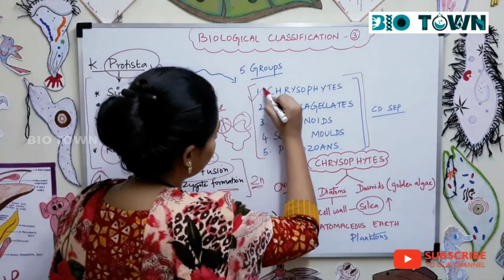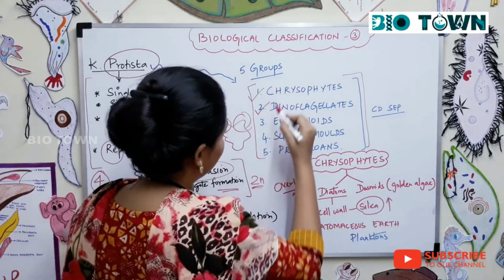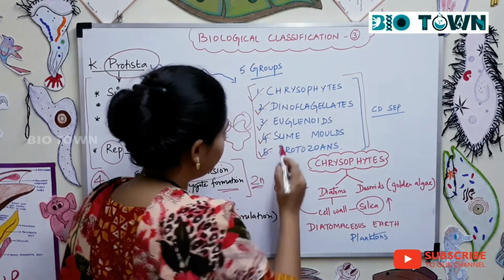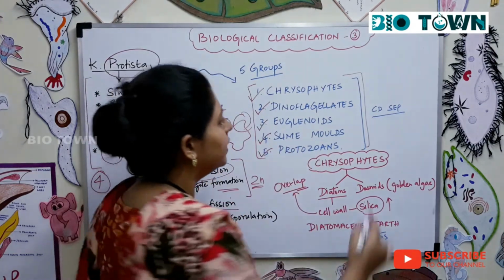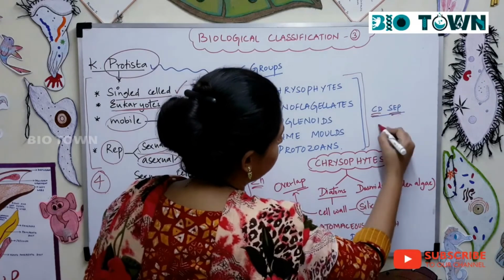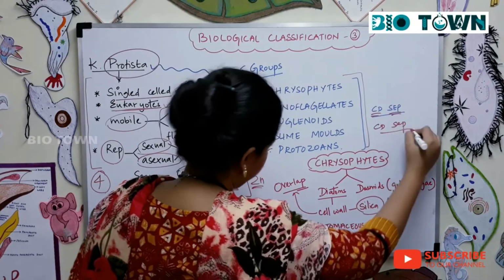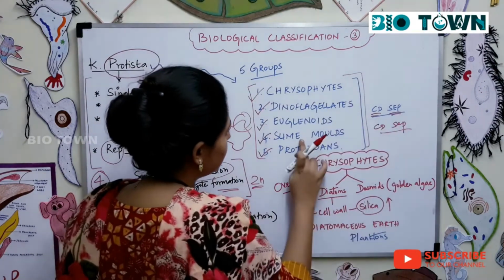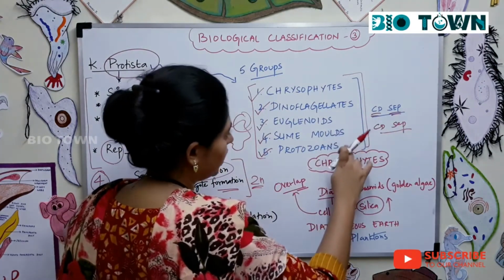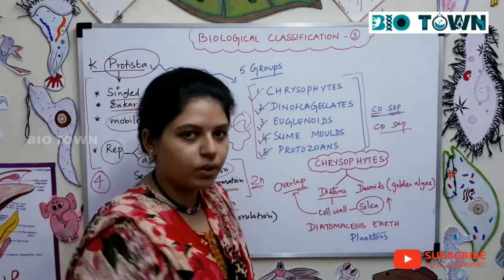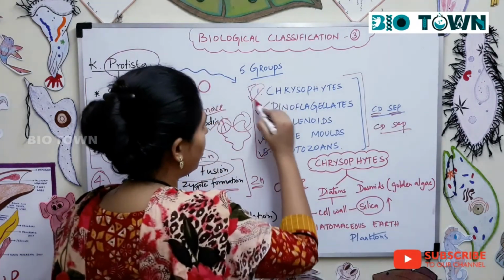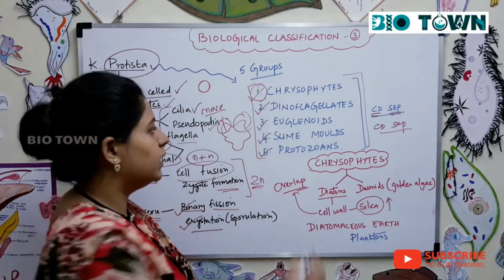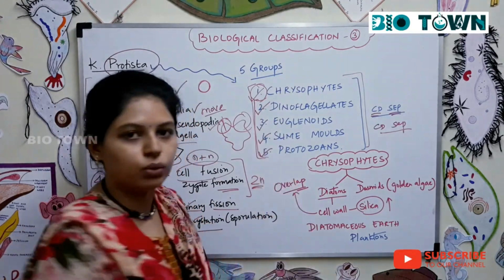Chrysophytes, dinoflagellates, euglenoids, slime molds, and protozoans. So how to remember is that CD, SEP, CD and SEP. Alright, so chrysophytes, dinoflagellates, slime molds, euglenoids and protozoans. So now in today's class we'll talk only about the group chrysophytes, and in next class we'll deal with the rest of the four groups.